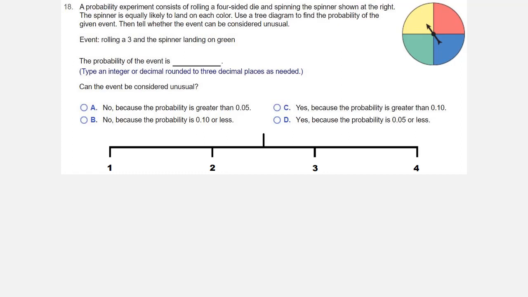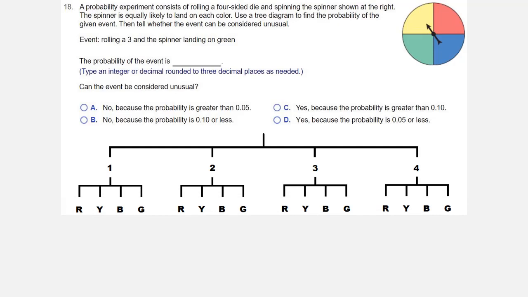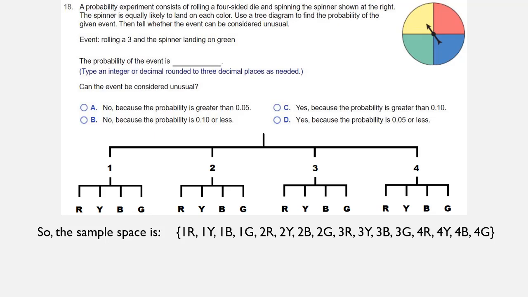Then we're going to spin the spinner, and there are four color options. So from the terminal point of each one of these branches we've drawn, we draw another four-pronged tree representing those four colors: red, yellow, green, and blue. So the number of different possibilities here is the number of ways that we can get from the top of the tree to the bottom. So our sample space here has 16 values in it.